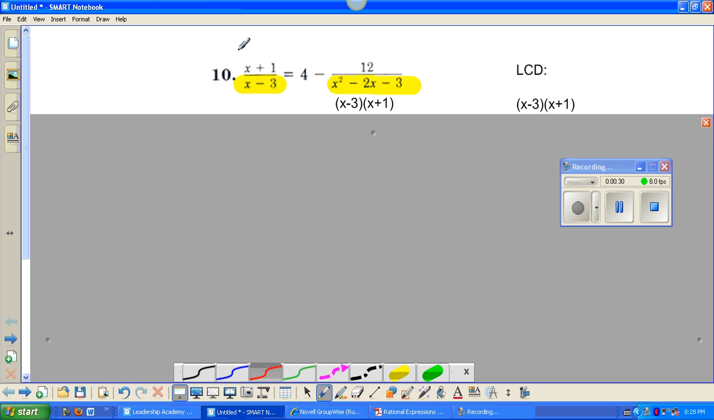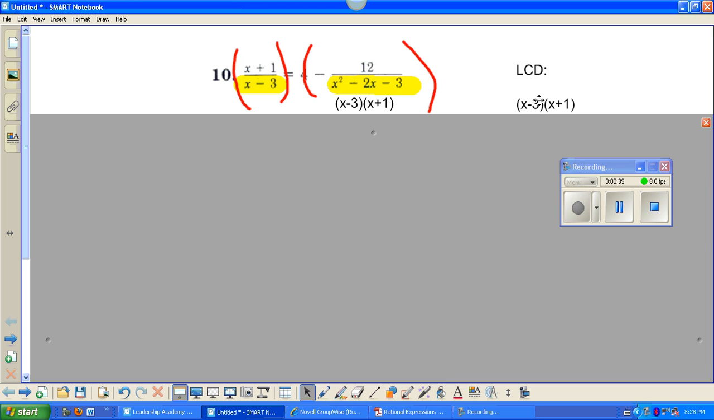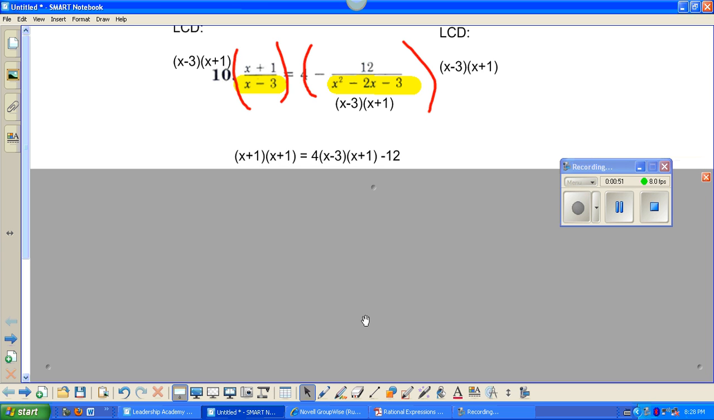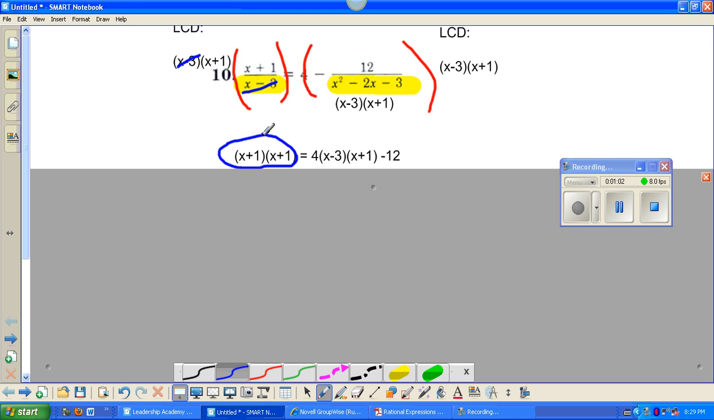So as long as I multiply the left side by the same thing as the right side, then I can multiply by any number I want. I'm going to choose to multiply by the least common denominator on both the left and the right. So on the left, it's hopefully easy to see that we have a common factor of x minus 3 in the numerator and the denominator, and then I'm left with x plus 1 times x plus 1.